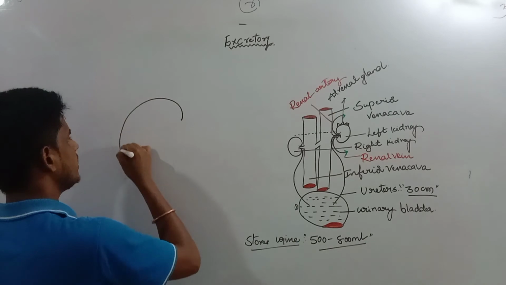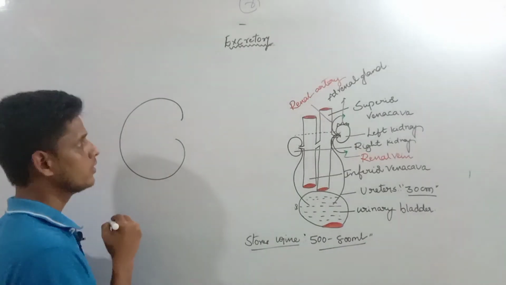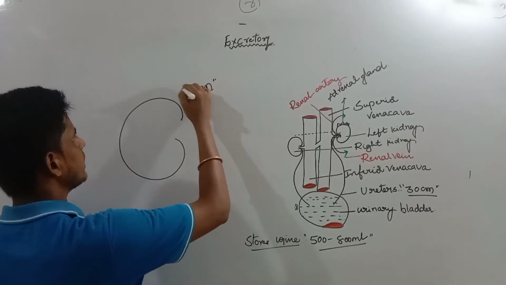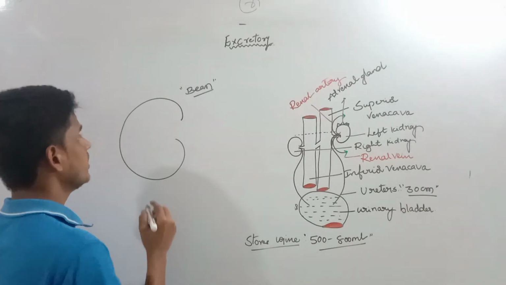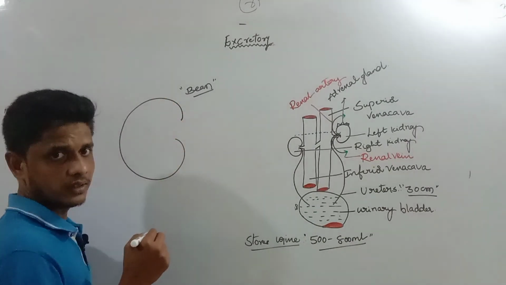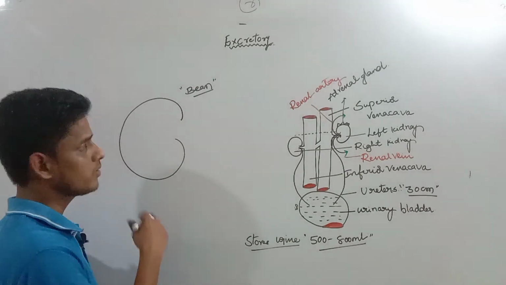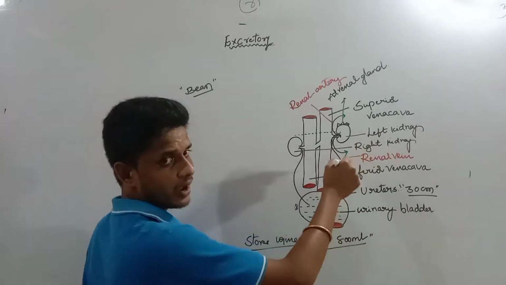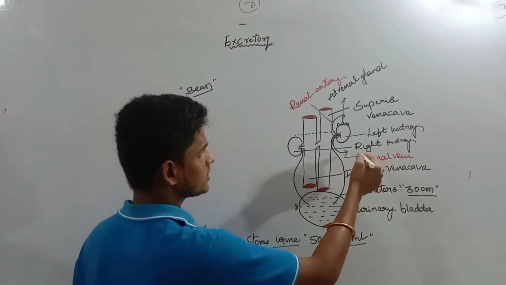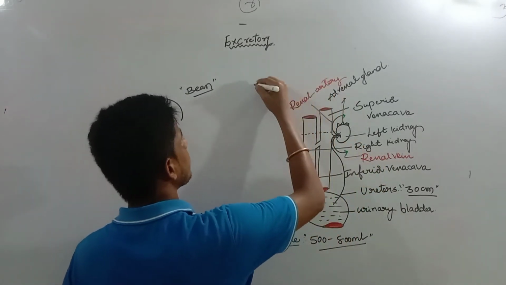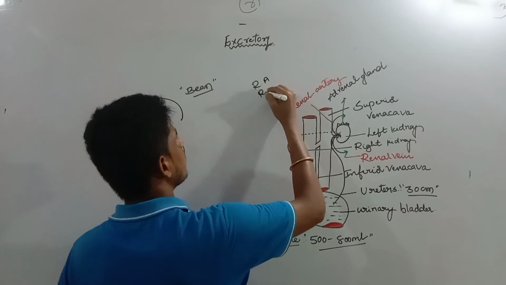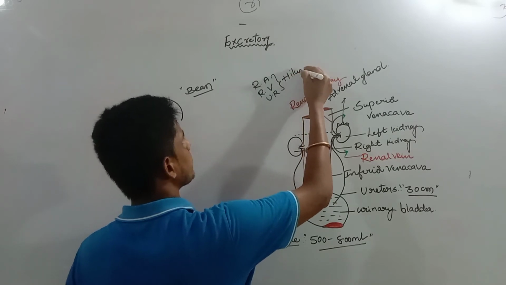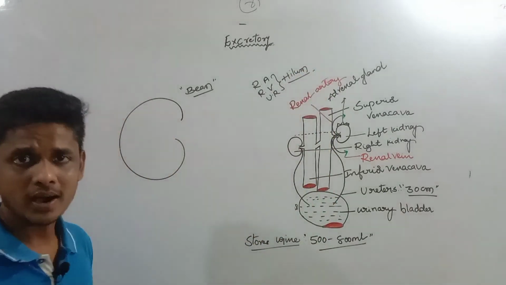You all know that the kidney is C-shaped, or shaped like a bean. Each kidney is supplied with arteries and veins. Here the renal artery, renal vein, and the ureter are collectively called the hilum or hilus.